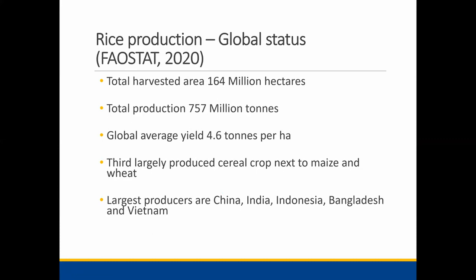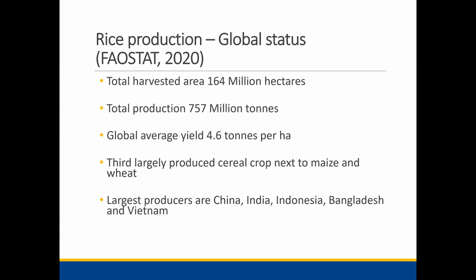We are going to cover this section on rice, a general introduction to the global status of rice production. This data is from 2020, collected from the statistics available with the Food and Agriculture Organization. They collect data from different countries and maintain a database regarding many things in agriculture, especially crop production and animal production. So according to 2020, that's kind of recent data we have.